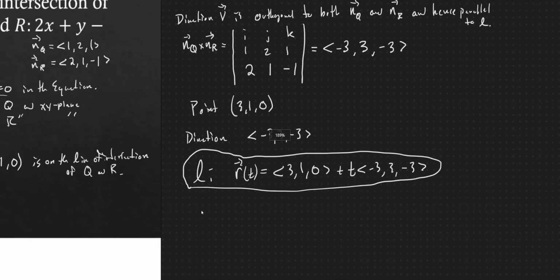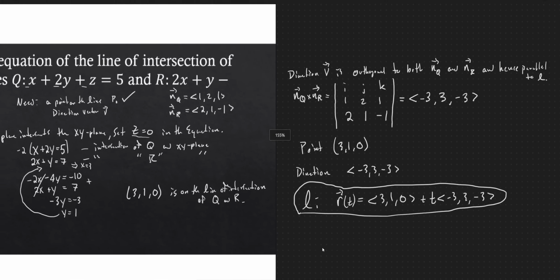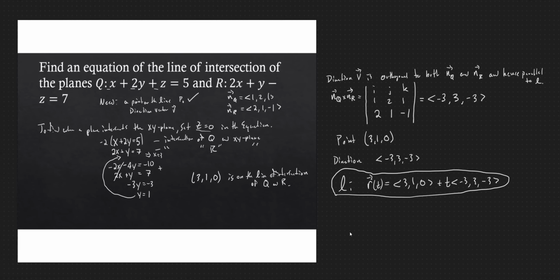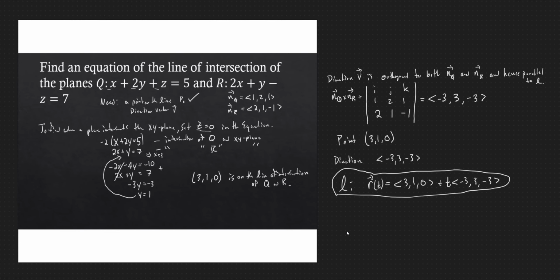So that was a more advanced problem for sure. It took a few steps to get there, a little bit of work, but it all really boiled down to the geometry of lines and planes and of the cross product. So this is a really good example for that reason.